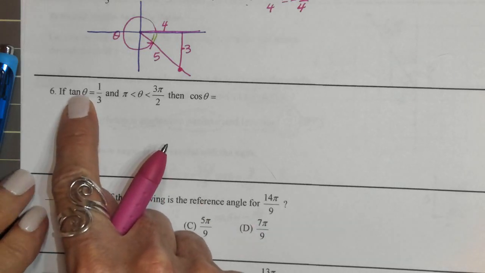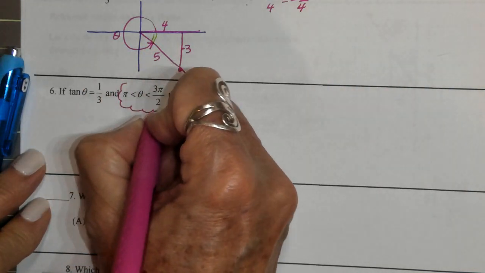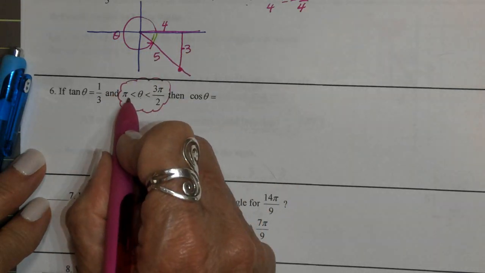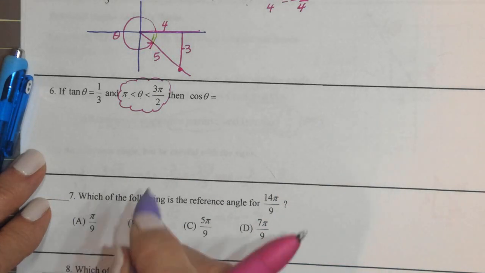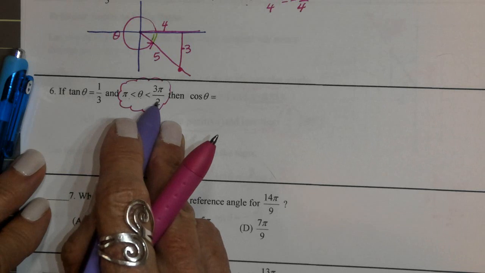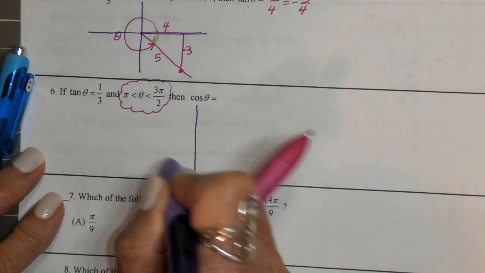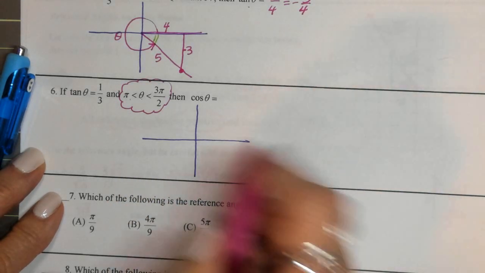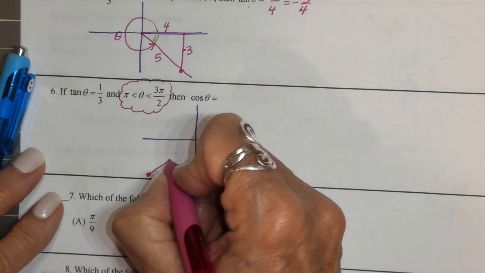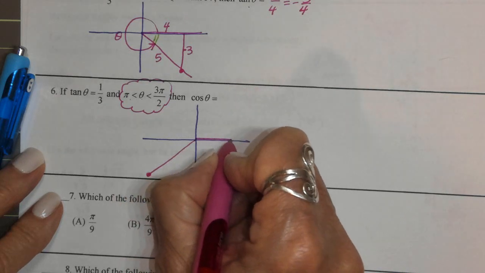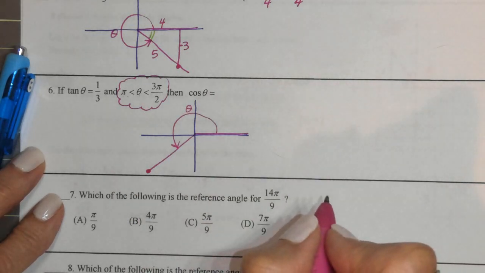Tangent of theta is positive. And look how they gave us the information this time. They say theta is between pi and 3 pi over 2. Which quadrant is between pi and 3 pi over 2? That is quadrant 3. So we are down here, quadrant 3. So we're terminating there. We are starting over here. So this is theta. There's theta.